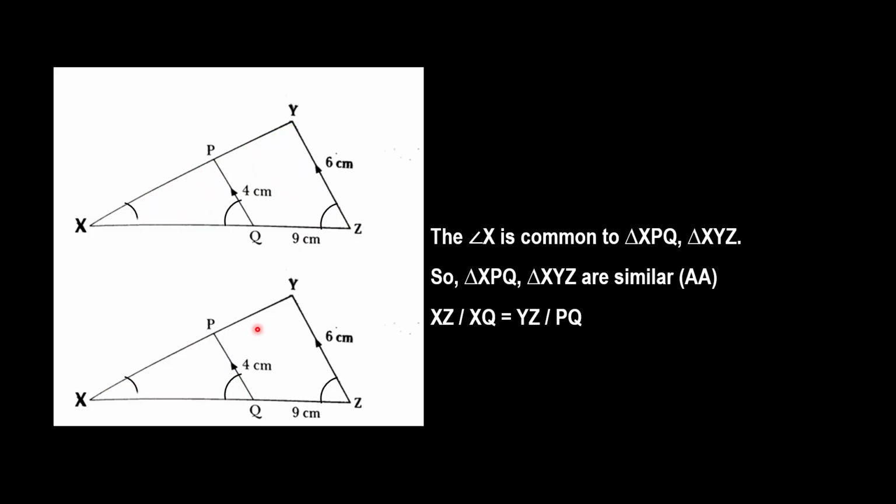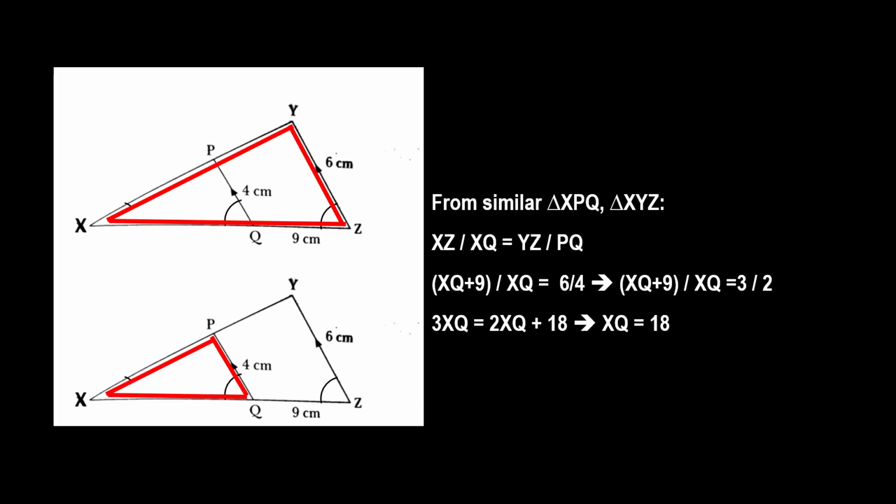Since two of the angles are equal, the third angle must be equal, so the sides are proportional. On the top we take XZ, and at the bottom we take XQ. So XZ by XQ is equal to YZ by PQ. XZ divided by XQ is equal to YZ divided by PQ. This is the ratio of the lengths because the triangles are similar.